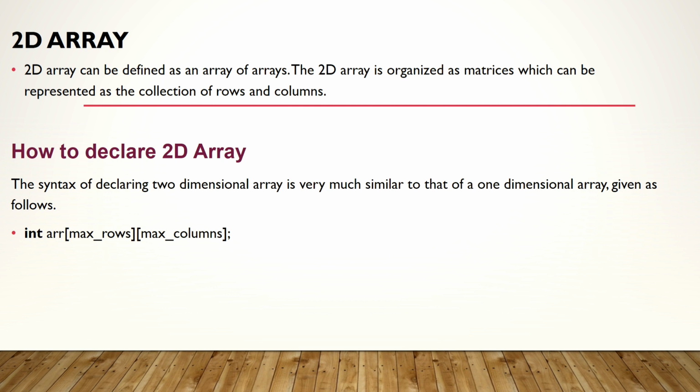So how can we declare the 2D array? The syntax of declaring a two-dimensional array is very much similar to that of a one-dimensional array, given as follows. int array[max_rows][max_columns]. So this is a 2D array. As we see, max rows and max columns are there, two dimensions, right? So that means it is a two-dimensional array.